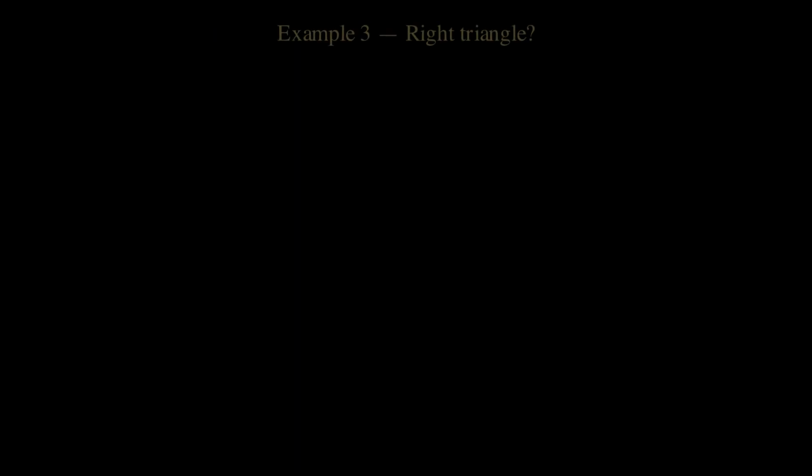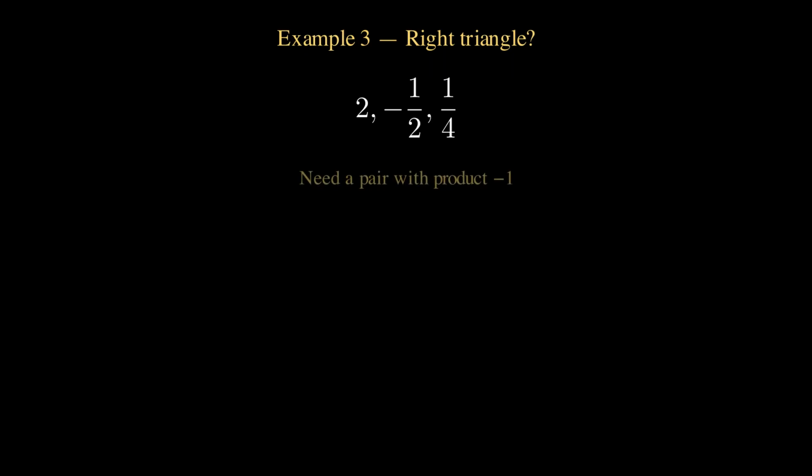Example 3, harder reasoning. 3 distinct lines have slopes 2, -1/2 and 1/4. Do these lines necessarily form a right triangle when they intersect? A right triangle appears when 2 sides are perpendicular. So look for a pair of slopes whose product is -1. Multiply 2 and -1/2. You get -1, so those 2 directions are perpendicular.